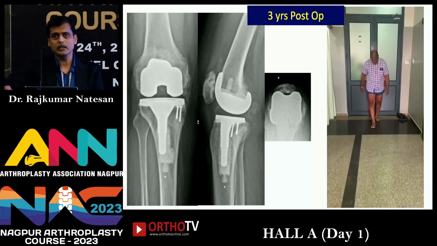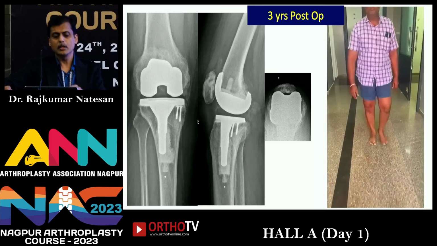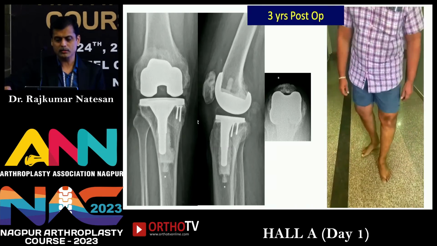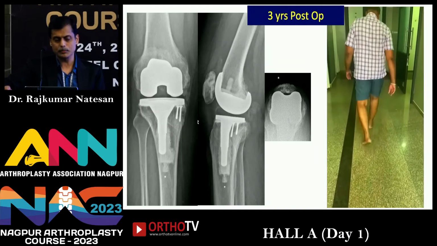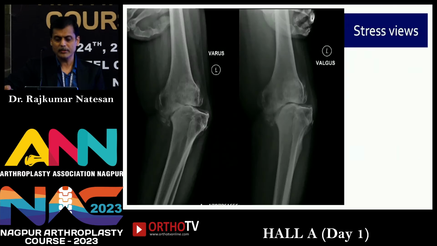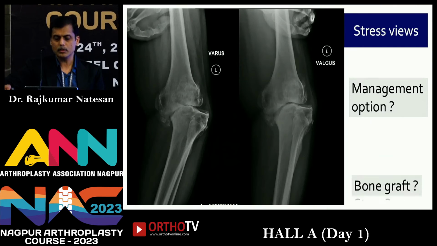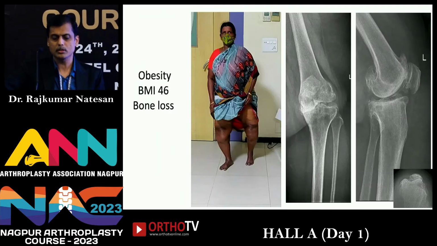So the reason for the stem: the defect and obesity made me use a shorter cemented stem. Nowadays I use short cemented stems for these kinds of bone defects. I don't use long uncemented stems. Again, one more example: severe varus, same management, bone graft or stem. In this one I used only the screw augmentation with the tibial tray.